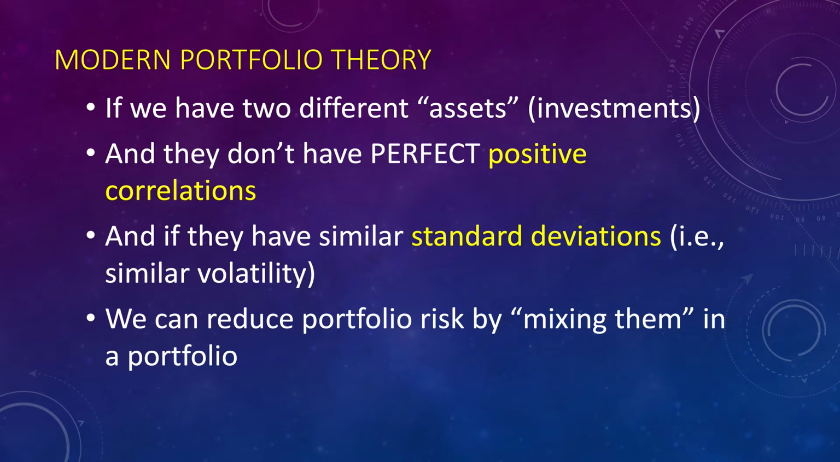Now, there are times when you can add an asset class to several other asset classes, and that asset class has higher volatility to it, but if it has a fairly low correlation, you can actually reduce volatility or keep volatility as measured by standard deviation about the same. So you don't necessarily have to have similar standard deviations all the time. But you can certainly reduce portfolio risk and perhaps even increase returns by mixing them in a portfolio.